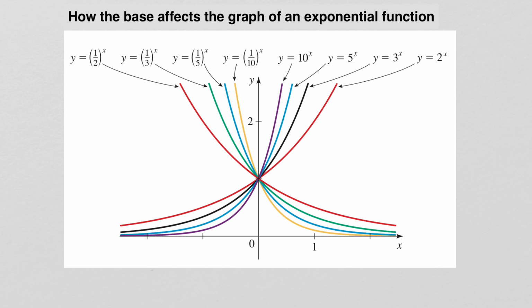On the flip side over here, we have the reciprocals of all of these bases. So we have 1/2 to the x, 1/3 to the x, 1/5 to the x, and 1/10 to the x. And just like we discussed on the previous page here, these are all mirror images of these exponential functions. And you can see that they behave pretty much the same way, but they're just flipped across the y-axis here.